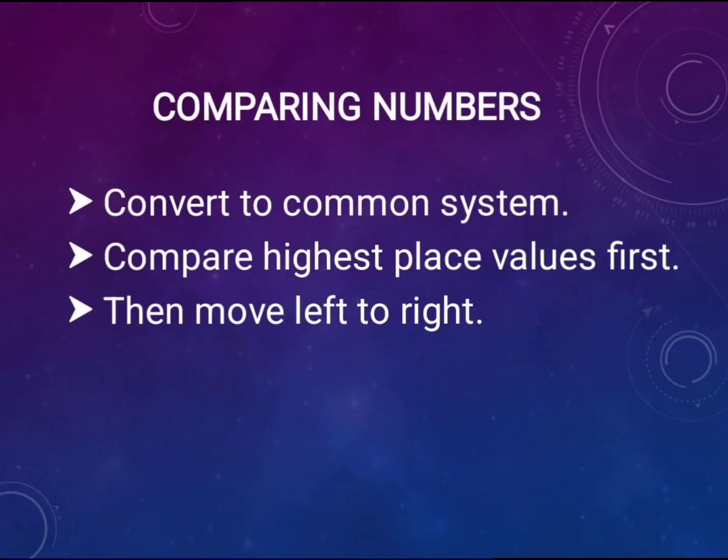Comparing numbers. Here we convert the given numbers to a common system. First, remove the commas, write the numbers alone, and then place appropriate commas as per one system. Then compare the highest place values first, and move from left to right. As a final conclusion, write the original values and place the greater than or less than sign.